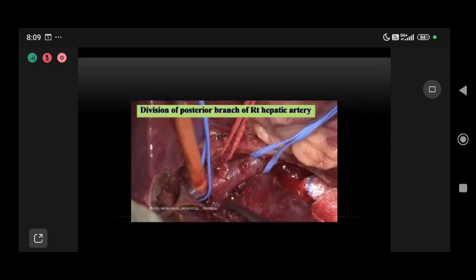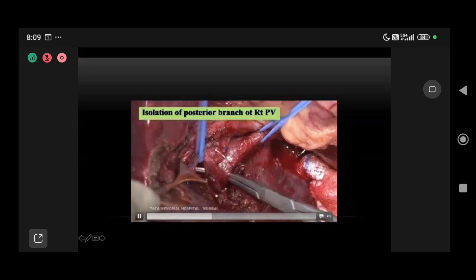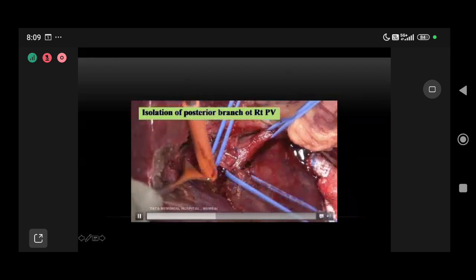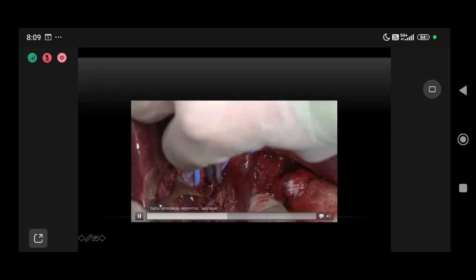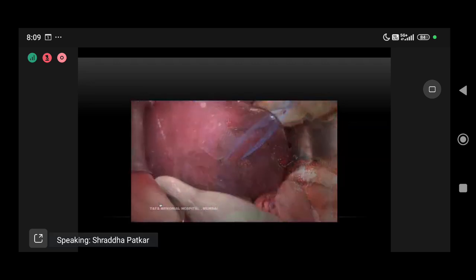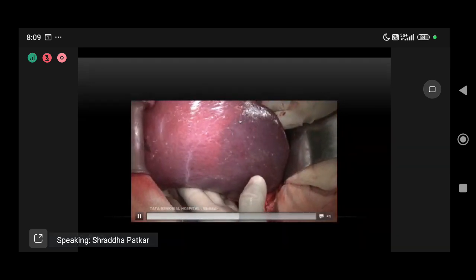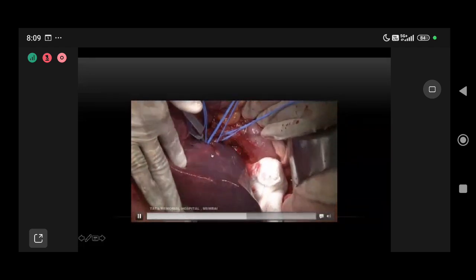So the right posterior hepatic artery branch is ligated. As I said, in this case, with favorable anatomy, we could ligate the posterior branch as well. And once you do this, unless there is some aberrant supply, you will get a good demarcation. You can see here, and this helps you to mark the transection plane as well. This is very clearly seen.